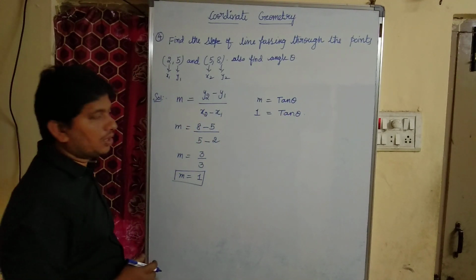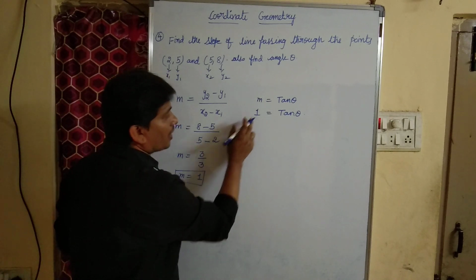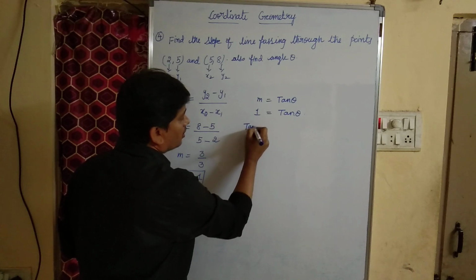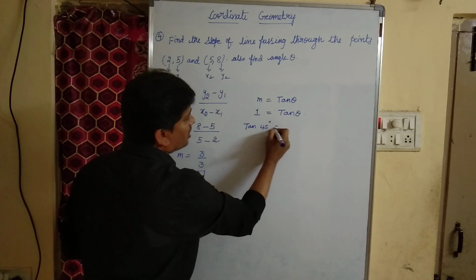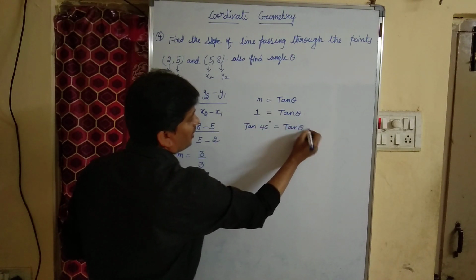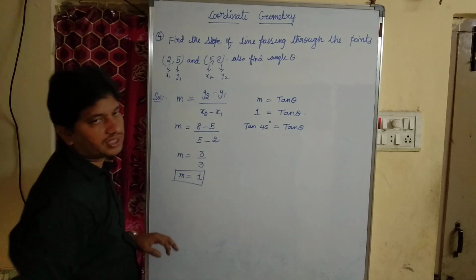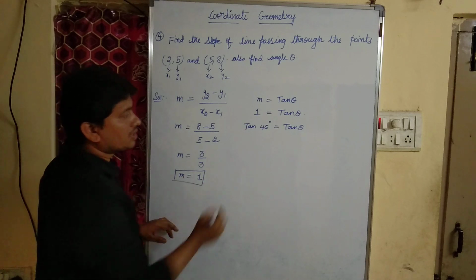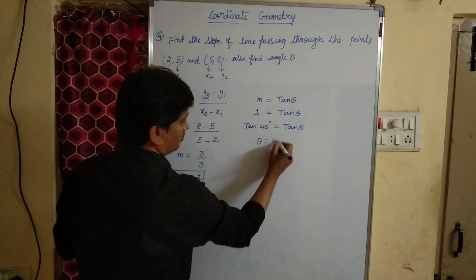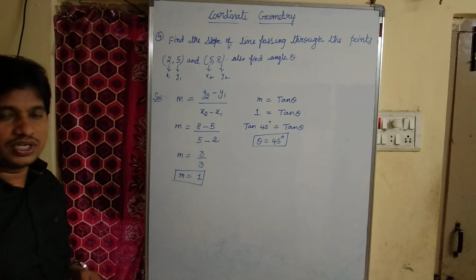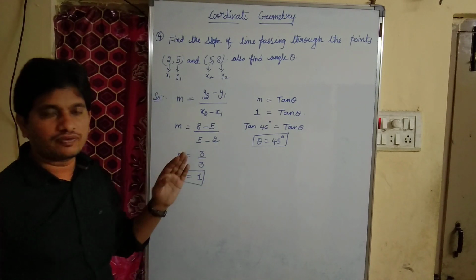From the trigonometric table, tan of which value is 45? We know that tan 45 degrees is 1, right? So in the place of 1, I wrote tan 45. Now tan gets cancelled. Therefore, what is the value of theta? The value of theta is 45 degrees.